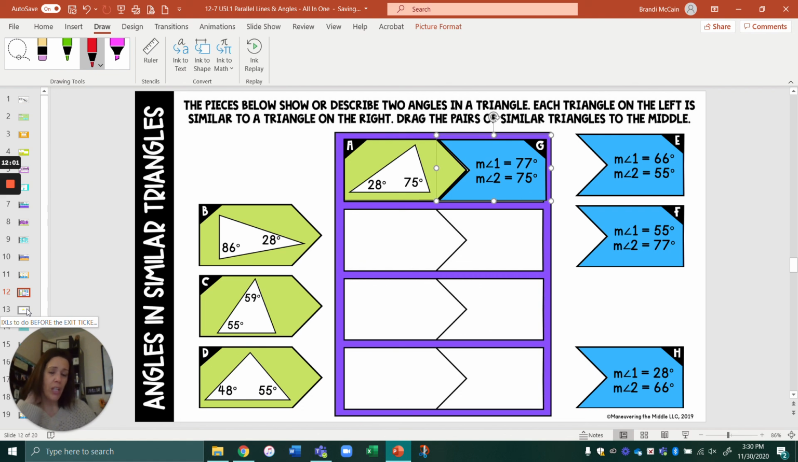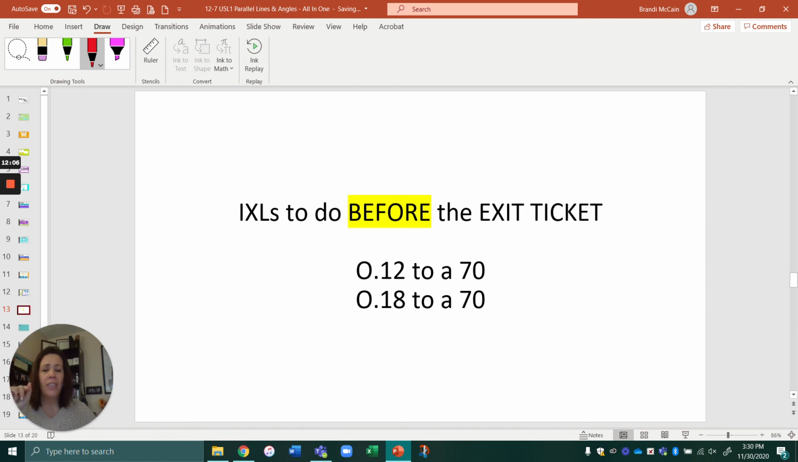So go finish those up. The answer key is at the bottom if you need it. There are 2 IXLs to do today. I'm going to do the IXLs just like I did last unit. Take them all as one grade.